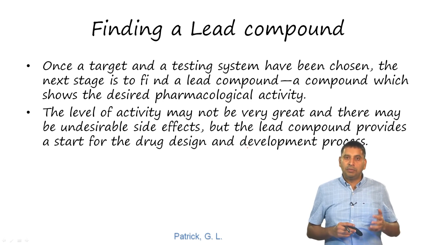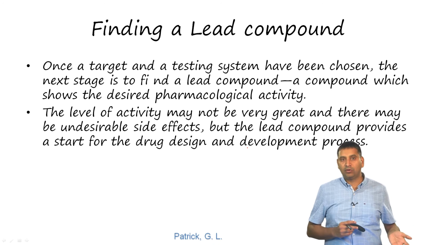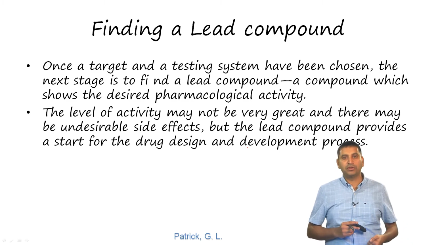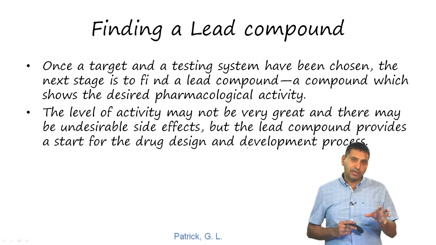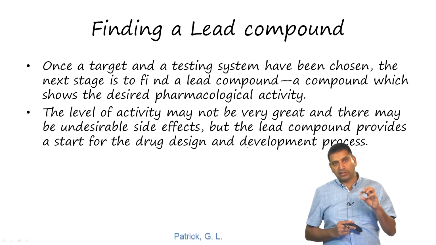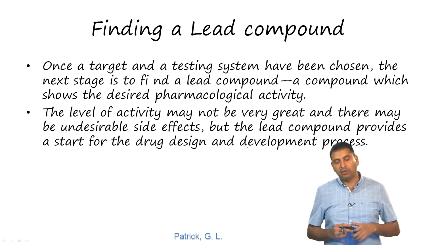So, basically we have been looking at how to find a lead compound, and once a target and a testing system have been chosen, the next stage is to find a lead compound, a compound which shows the desired pharmacological activity. The level of activity that we first find may not be very great, and of course, there may be undesirable side effects, but the lead compound provides a start for the drug design and development process.